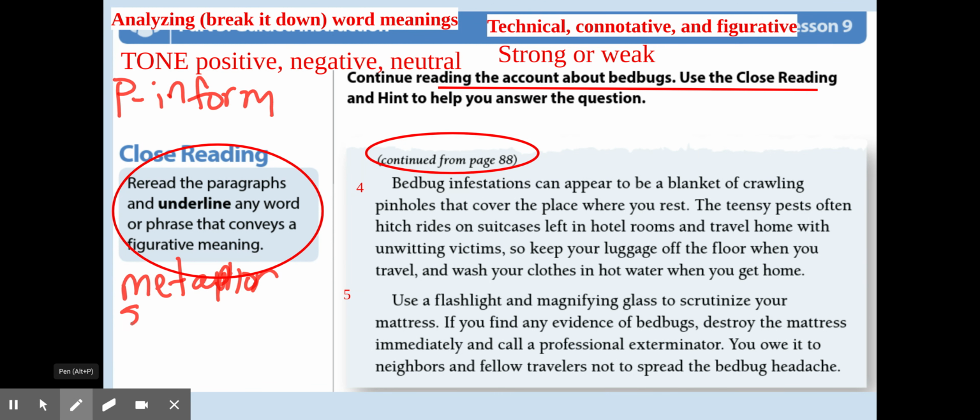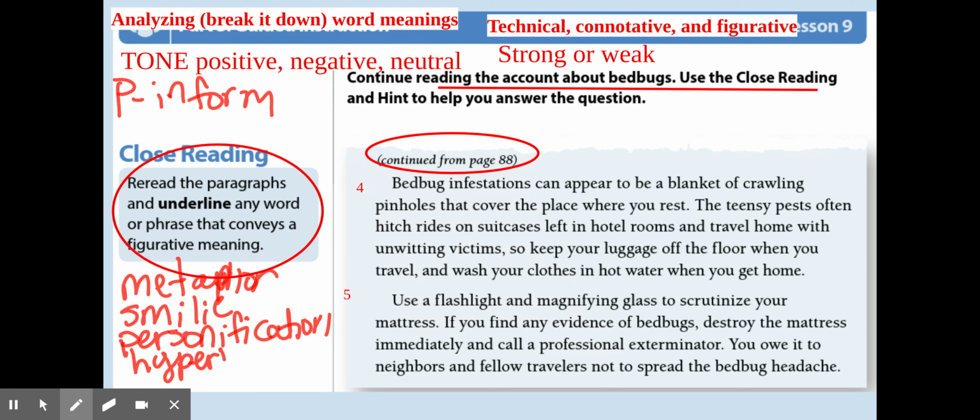Then we have the simile, personification, hyperbole, hyperbole, and an idiom. I also throw in allusion, because that's a figure of speech, in case that shows up. All right.